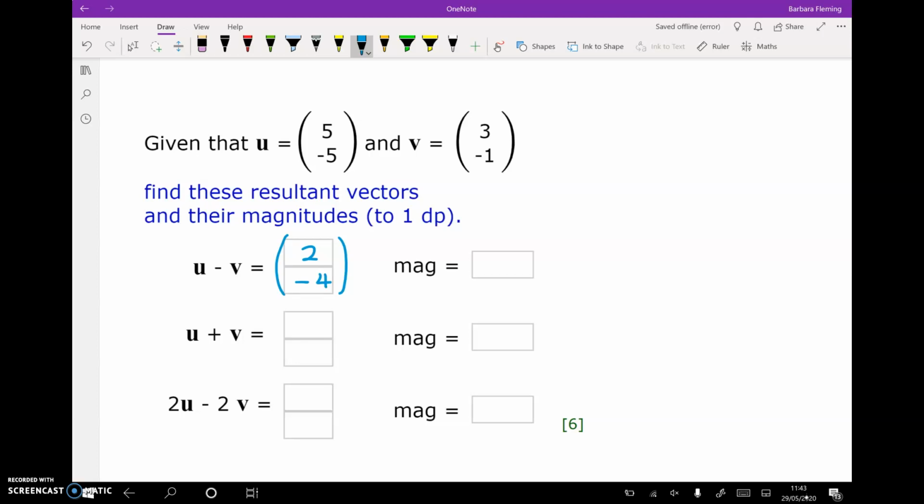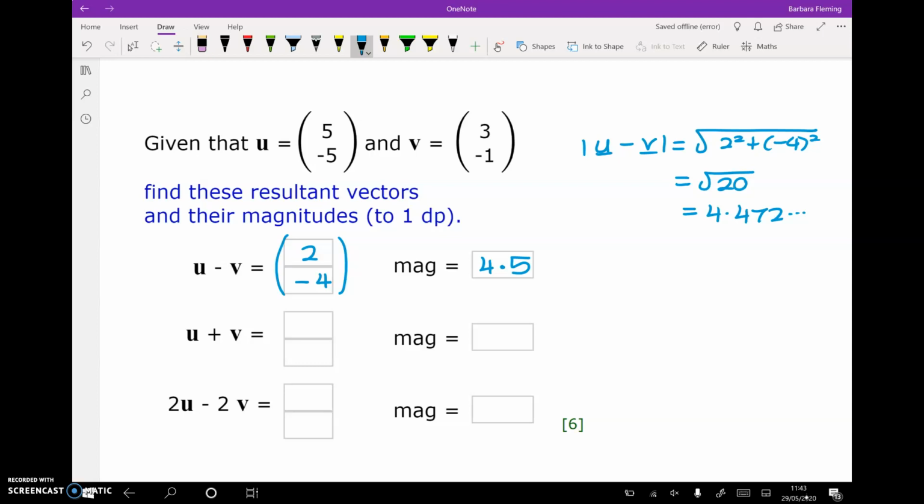And then the magnitude of U minus V, if you had your notations right, it would be like that, equals the square root of 2 squared plus negative 4 squared. And again, type that into your calculator. 2 squared plus negative 4 squared equals the square root of 20. And typing that into your calculator, that gives you 2 root 5, but press my change button again, I get 4.472, and to 1 decimal place, that's 4.5 for our magnitude.